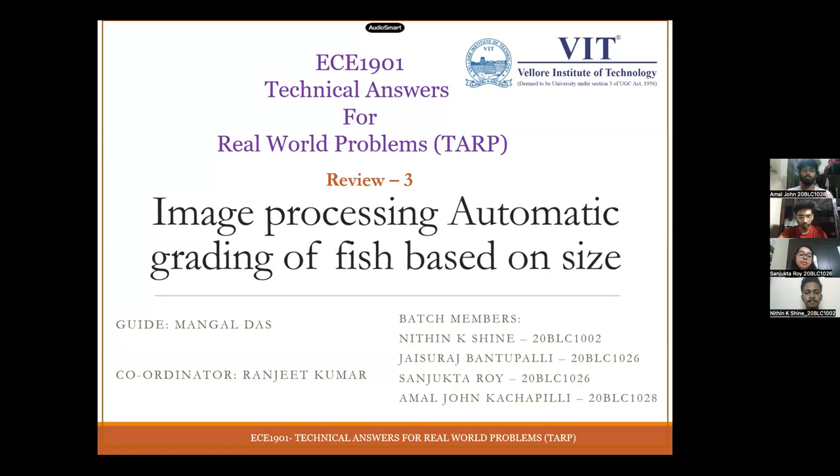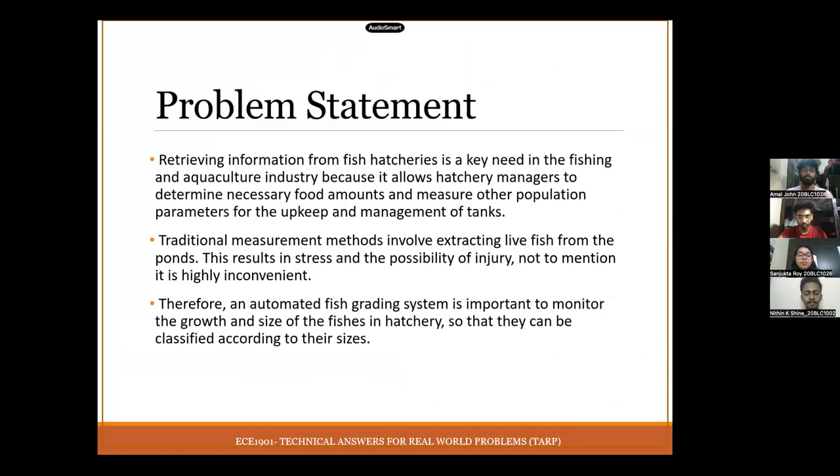Retrieving information from fish hatcheries is quite important in the aquaculture industry as it allows them to find the proper amount of food required as well as ensure proper upkeep and maintenance of the tanks. Traditionally, fish were extracted live, but this could cause injuries to the fish and it is also very inconvenient. So we came up with an automated fish grading system to monitor their growth and size, and we can also further classify them based on the sizes. Over to Jaisuraj.